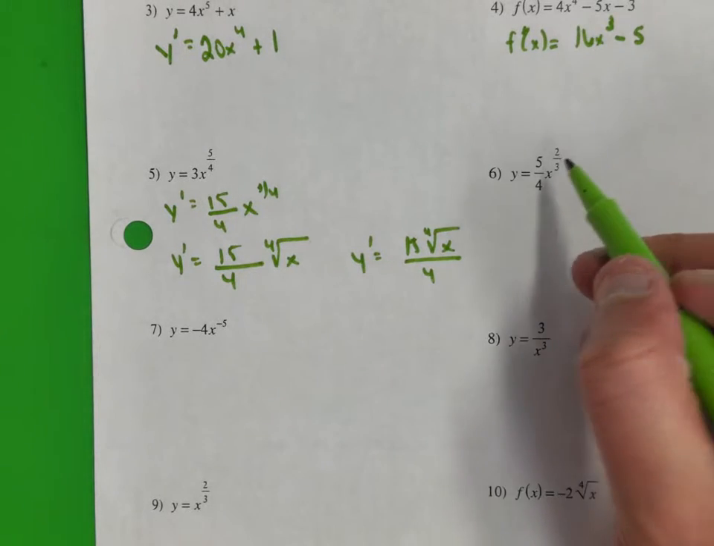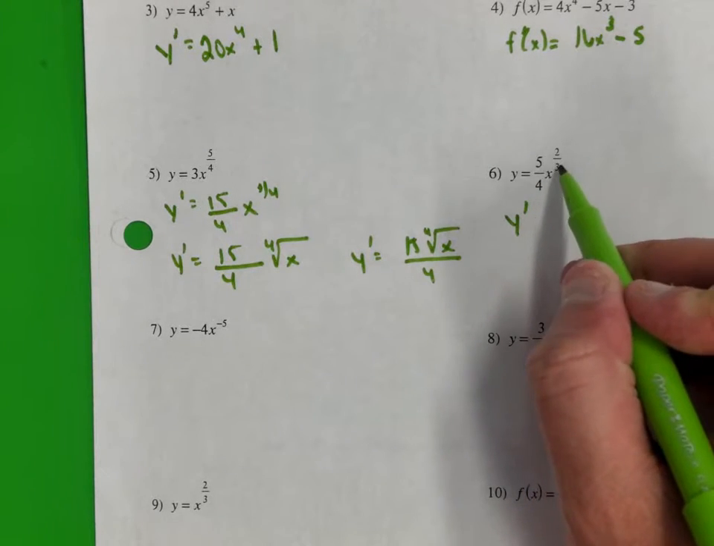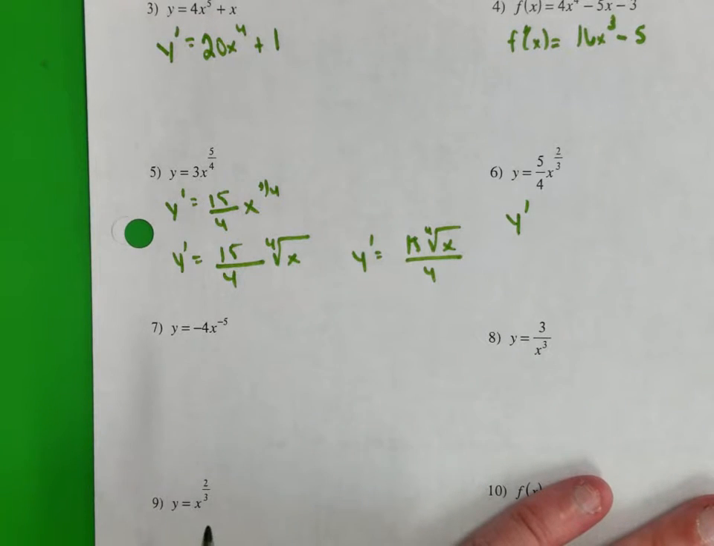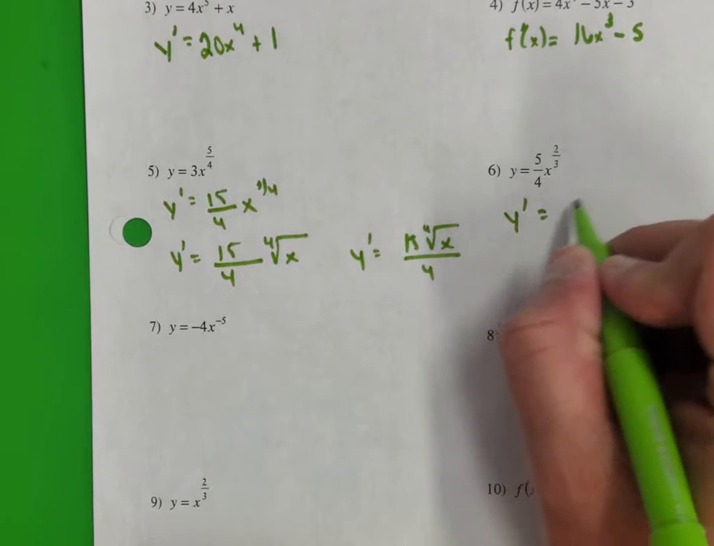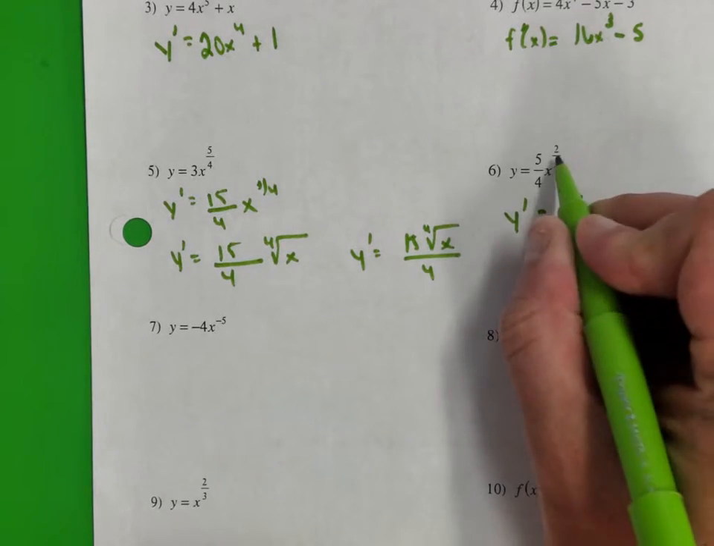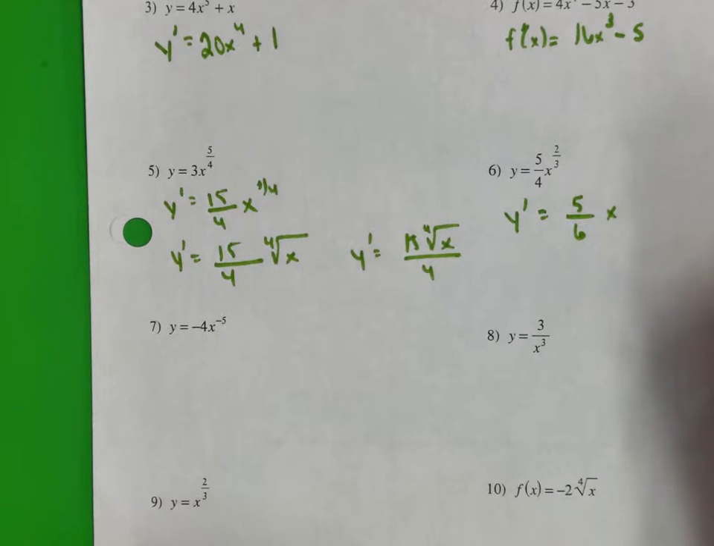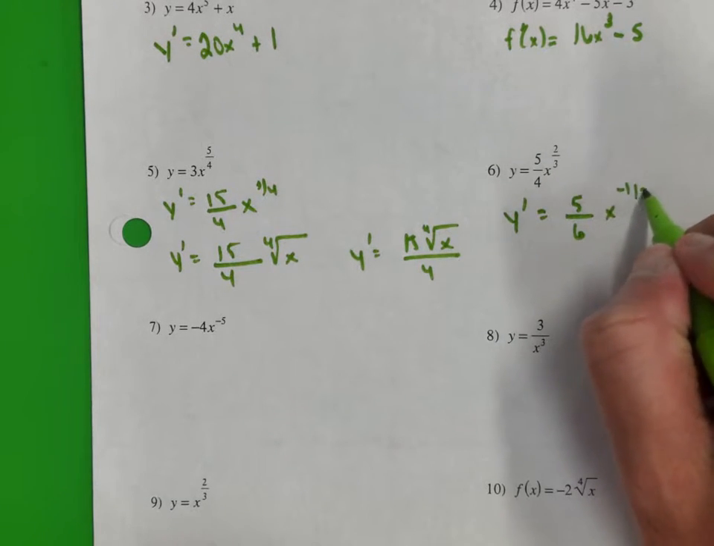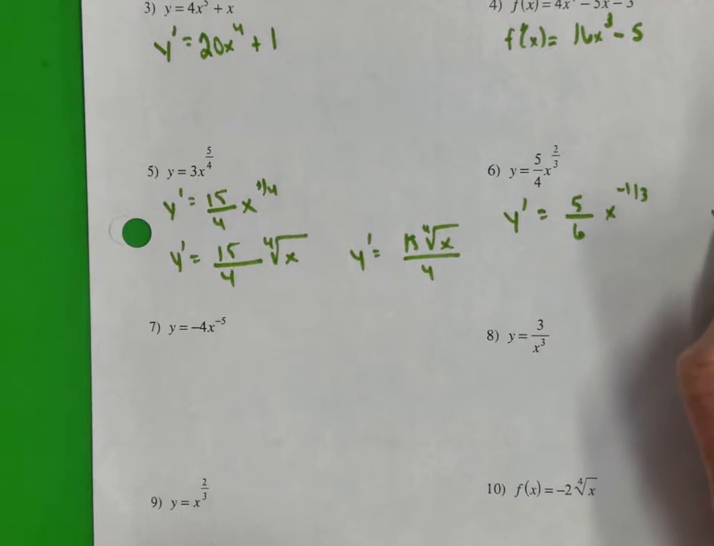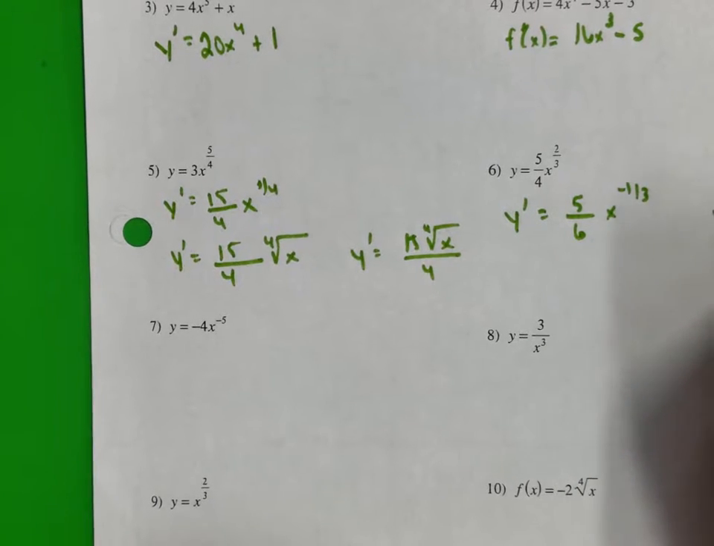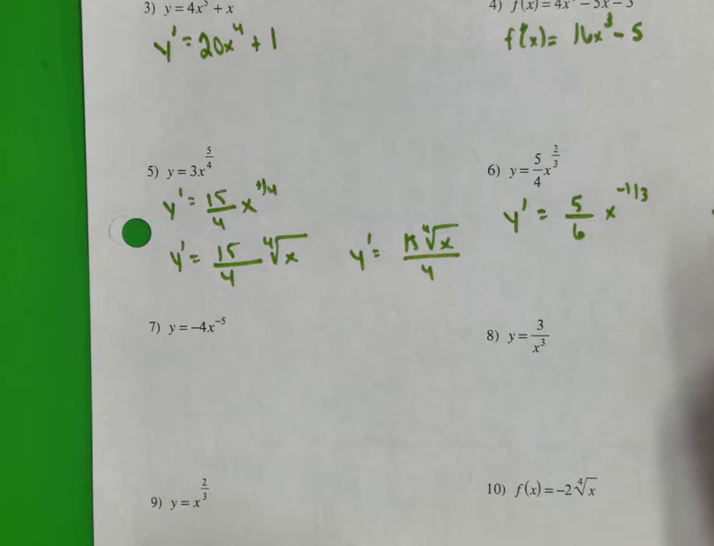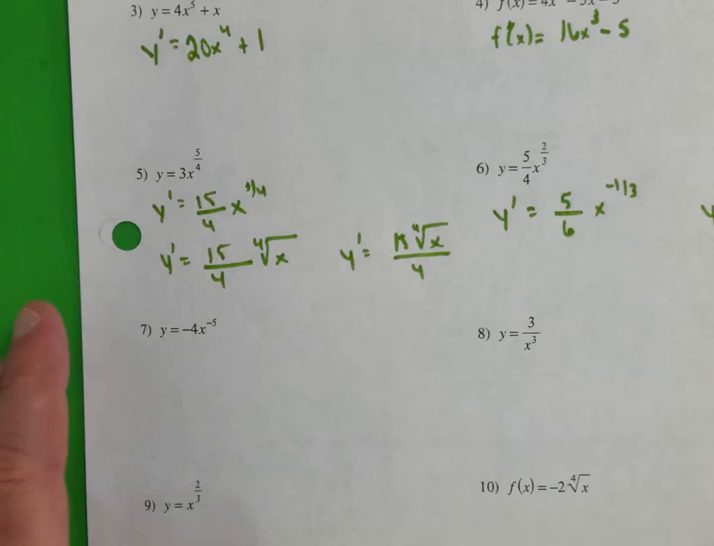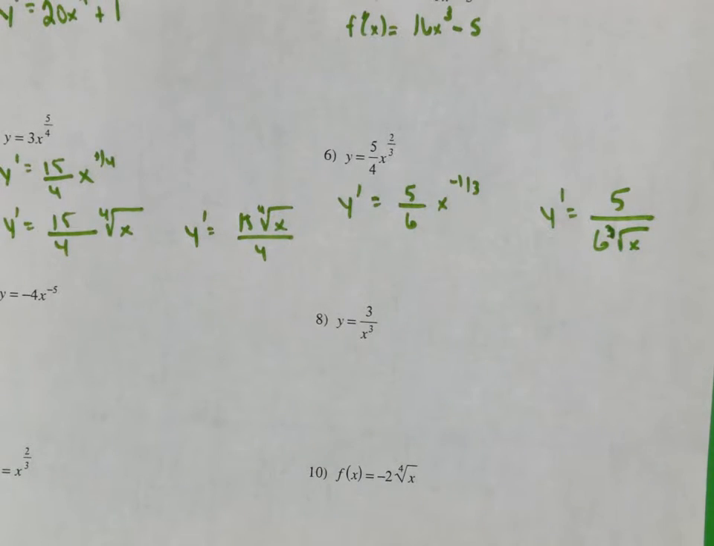Number 6. Y prime equals, what is 2/3 times 5/4? 5/6, because you get 10 over 12, don't you? And you reduce that to 5/6. 2/3 minus 1 is what? Negative 1/3. Very good. Now, I can't leave that negative there, so y prime equals, when you raise something to a third, that means you're taking the what root? Cube root. The cube root.